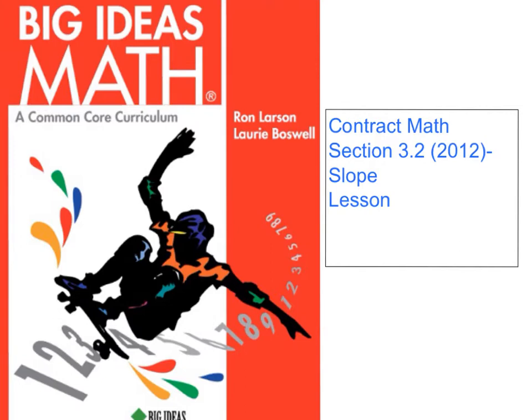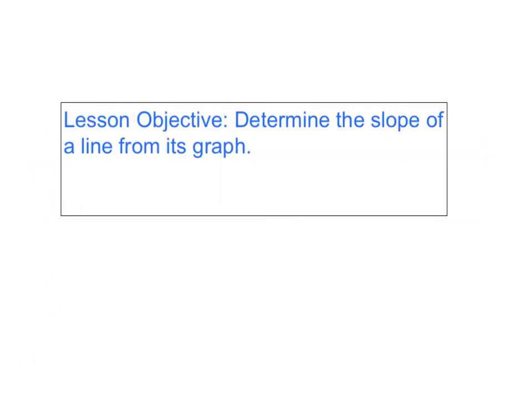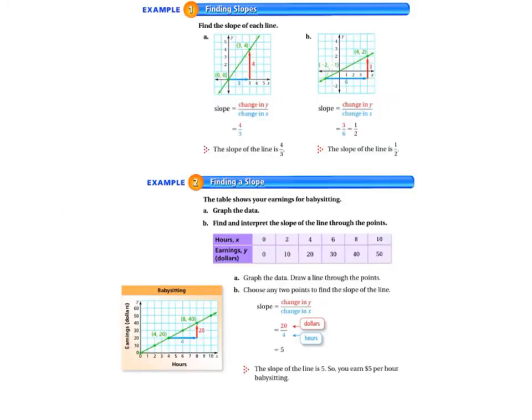Pause while you copy Section 3.2, 2012 lesson into your math notebook. Pause again while you write today's lesson objective in your math notebook. Today's objective is to determine the slope of a line from its graph. Today we'll be starting on page 106.